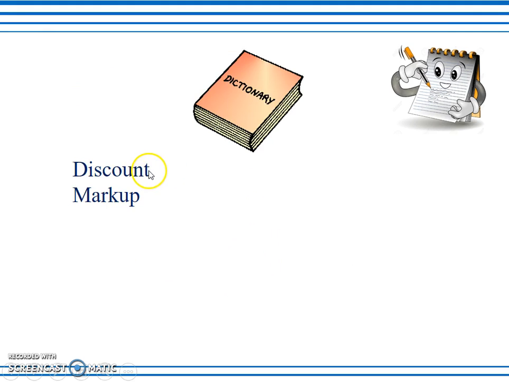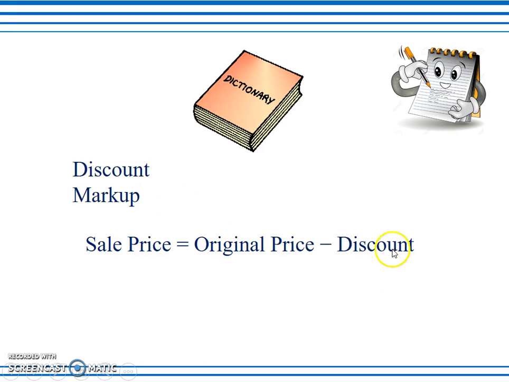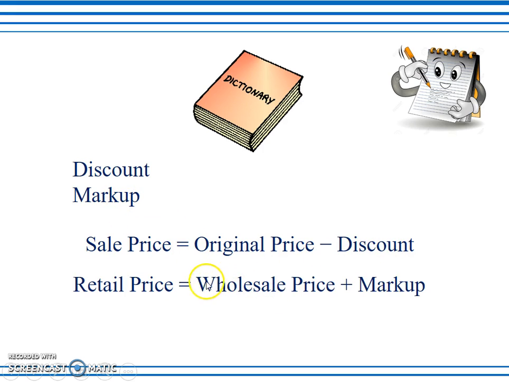So the vocabulary terms we're going to talk about today are discount and markup. It's important that you write down these equations. Discount refers to the price. If you have an original price and you subtract a discount, that refers to your sale price. So once again, if you buy something on sale, they found that price by taking the original price and subtracting the discount. For markup, we're talking about adding a wholesale price and the markup to get the retail price.